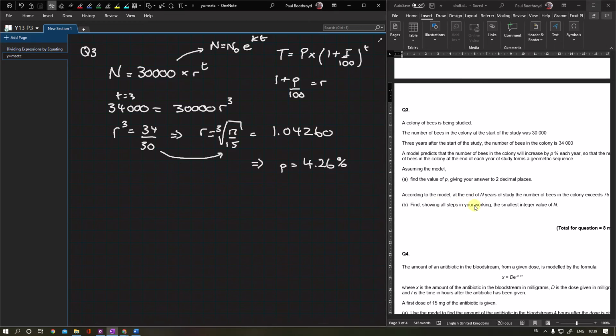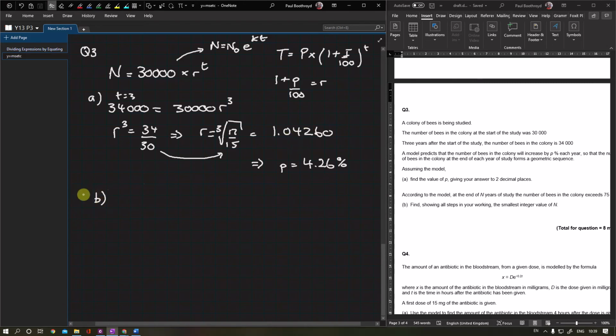According to the model, at the end of a period of time, the colony exceeds 75,000. So part A was that one. Part B, we've now got our R value. So we've got N is 30,000 multiplied by 1.0426 to the power of T. And we would like to actually rearrange this so that we can say 75,000 is equal to something, 1.0426 to the power of T over 30,000.